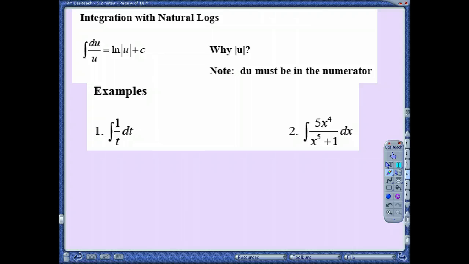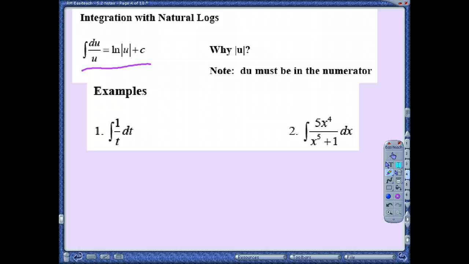Okay, so let's look at some examples. Now, when we look at our actual form here, we've got the integral of du over u. That's going to equal the natural log of the absolute value of u plus c. Once again, the plus c because we're back to indefinite integrals.